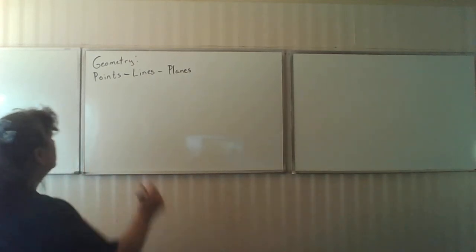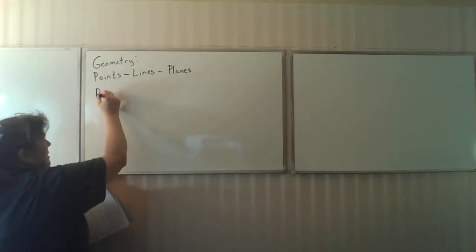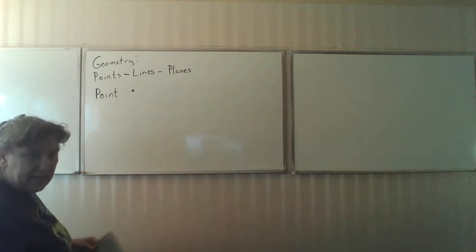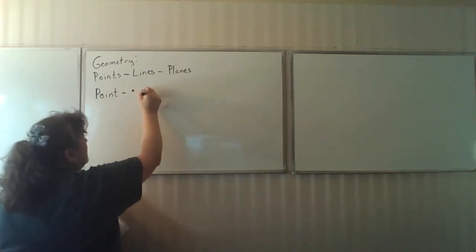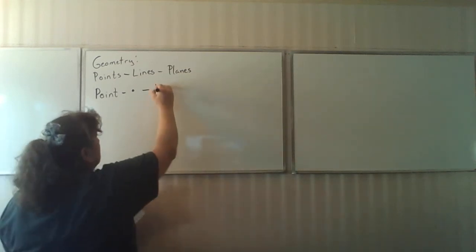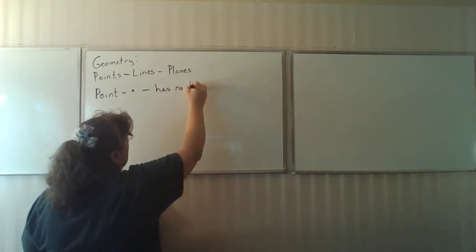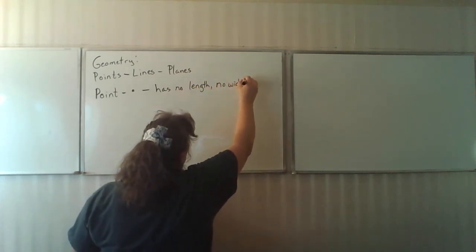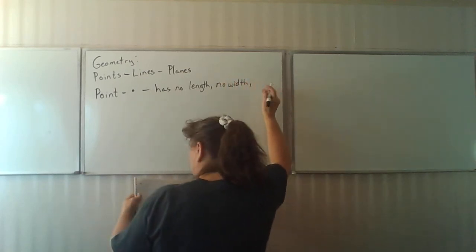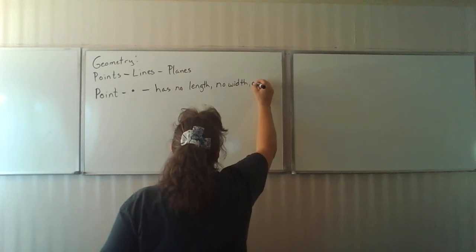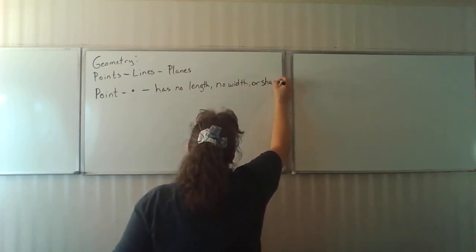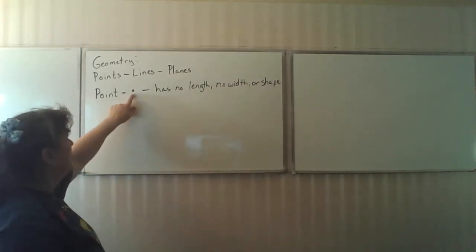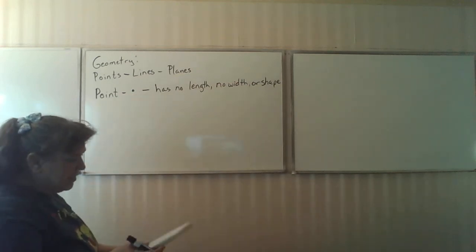And so the first thing we're going to start with is a point. What is a point? A point is something I would just call a dot. That is an example of a point. But what is the definition of a point? It has no length, no width, no breadth or height, and no shape. A dot is a real good representation of it.